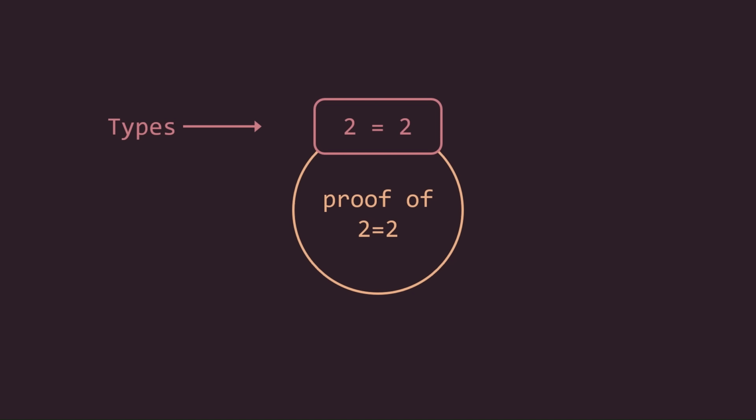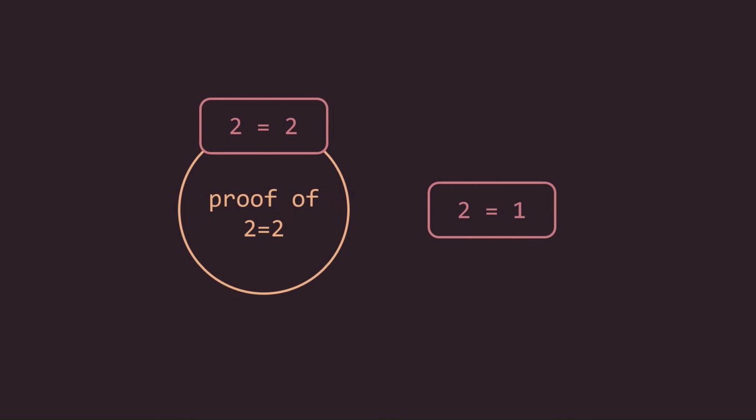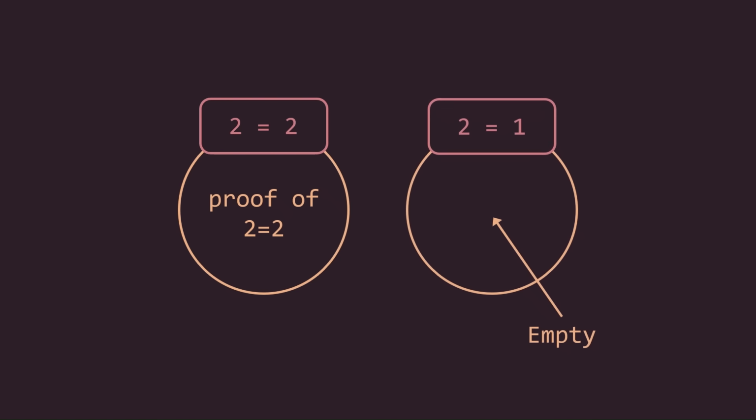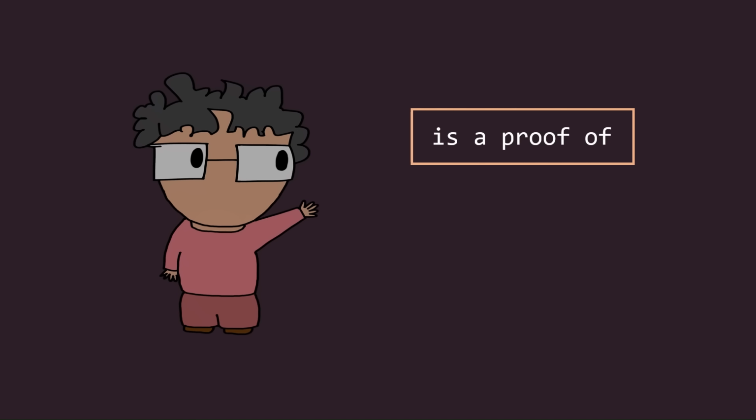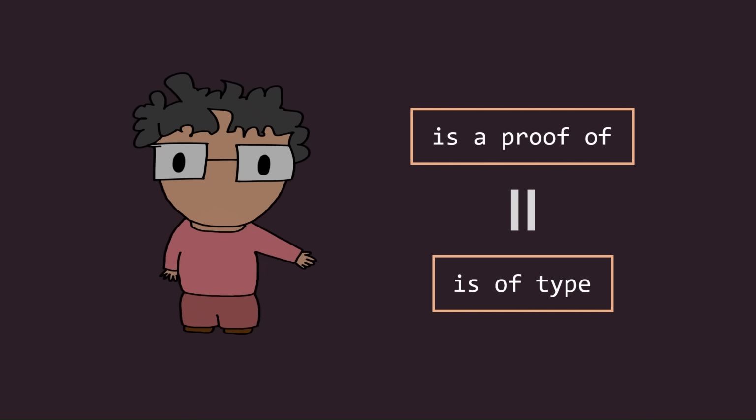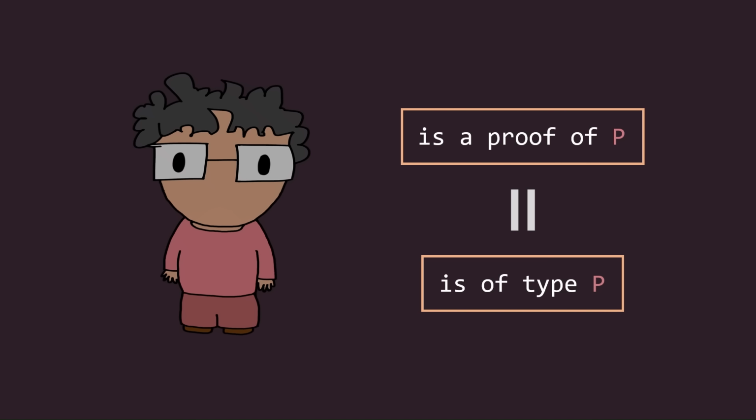Propositions are types, and their proofs are their terms. Even false propositions are types, but they're empty since they have no proof. The phrase "is a proof of" and "is of type" mean the same thing when propositions are concerned.